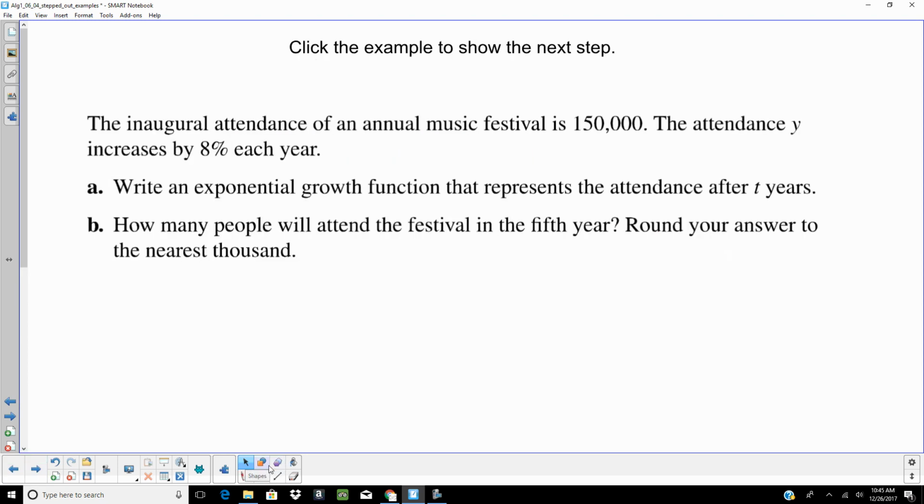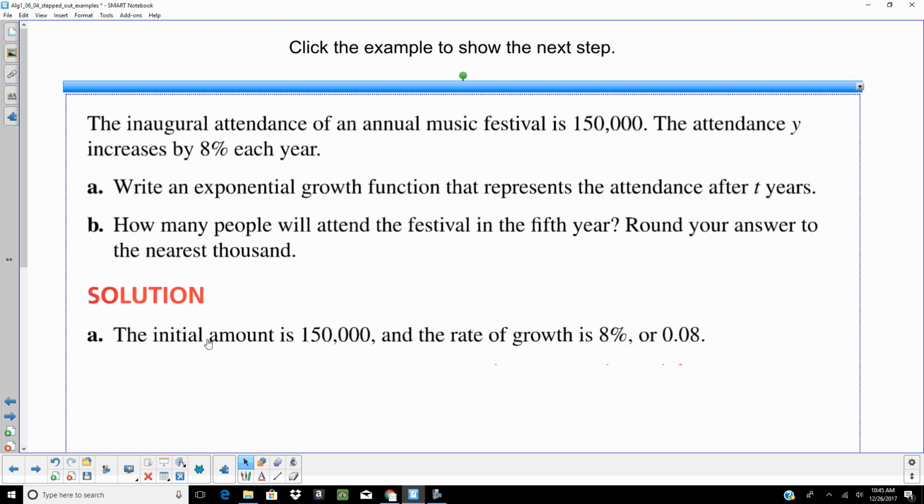So let's go ahead and do a story problem. The inaugural, beginning first, attendance of an annual music festival is 150,000. And then it increases by 8% each year. We want to write an exponential function that represents the attendance after t years. And then for part B, we're going to evaluate that in the 5th year.